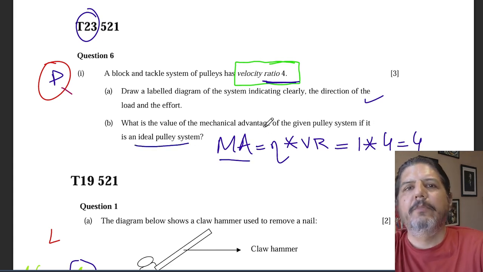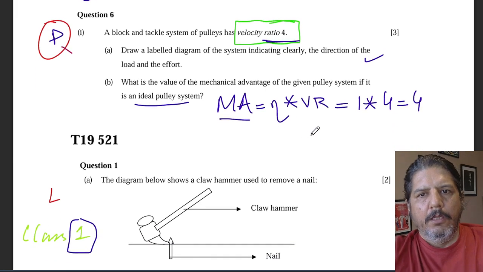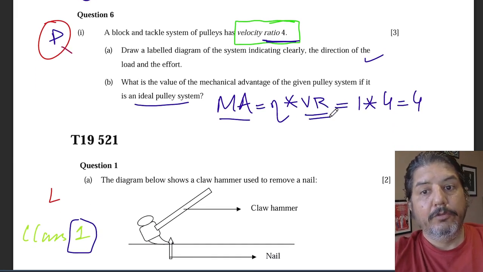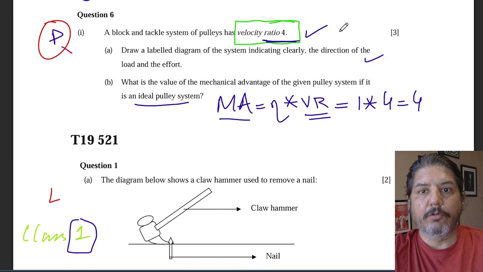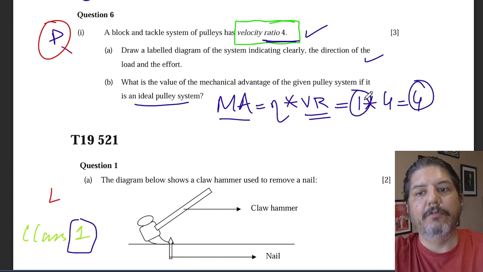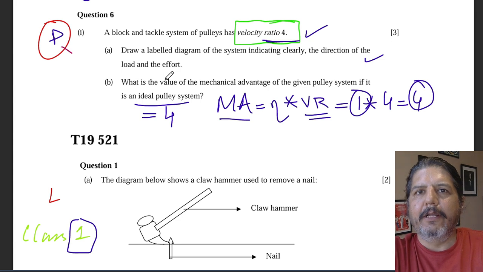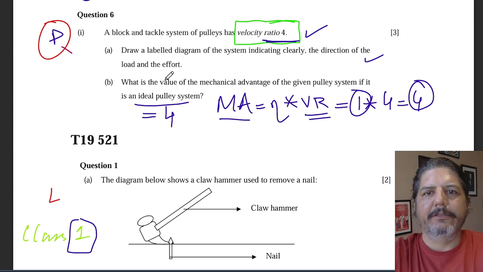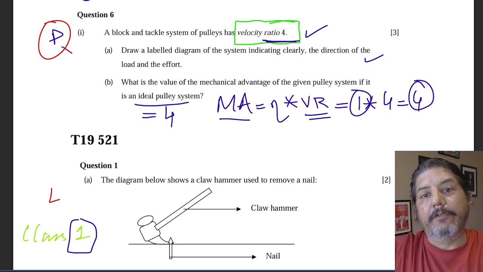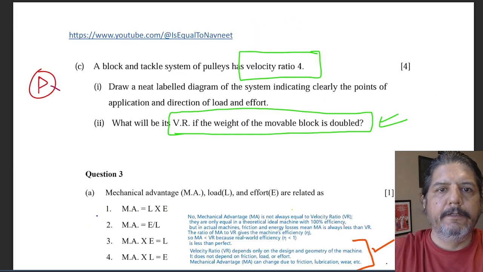So we know that mechanical advantage is equal to efficiency into velocity ratio. In this case, as I have already told you, the velocity ratio is 4, and it is also mentioned here. Efficiency, because it is an ideal system, would be 1. So mechanical advantage would be 4. But as I've told you earlier, it is only in ideal conditions that the mechanical advantage and the velocity ratio are the same. There is another time when this same question of velocity ratio 4 was asked.